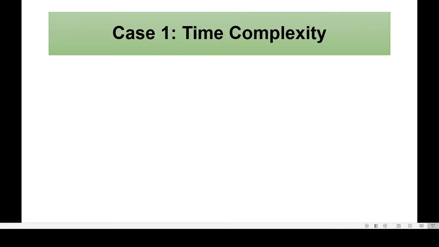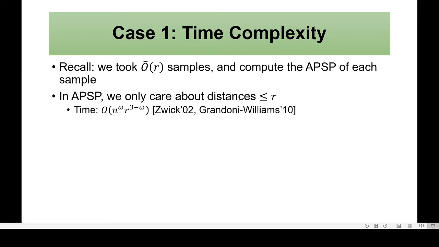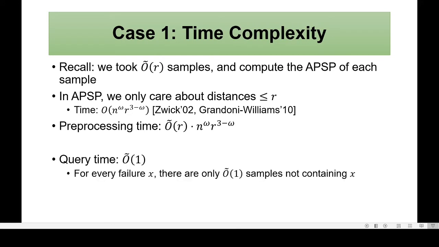Now, let's analyze the time complexity of this case. Recall that we took Õ(r) samples and compute the all-pairs shortest path of each sample. In the all-pairs shortest path computation, we only care about distances at most r, and this can be done in time n^ω times r^(3-ω). The preprocessing time is Õ(r) times the above time bound. The query time is polylog n.